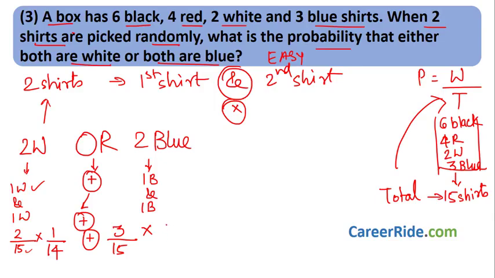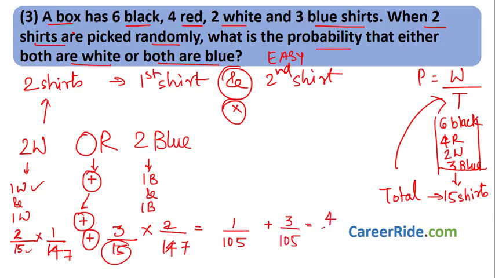So if I want blue, only 2 possibilities are remaining, divided by total possibilities. Out of 15, I have already chosen one shirt over here. So how many shirts are total remaining? 15 minus 1, 14, right? So what is the total possibility? 2 sevens are 14. What do we get over here? 1 upon 15 sevens are 105 plus 3 upon 105, that would be equal to 4 upon 105. This is the probability that either both are white or both are blue.